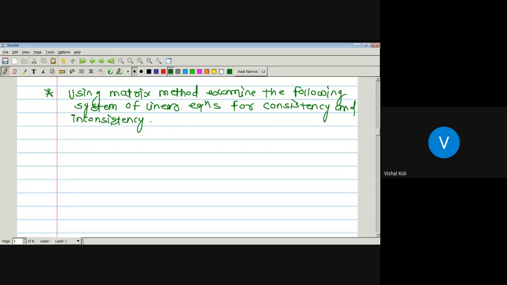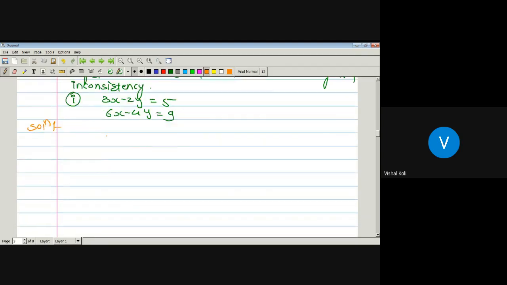Now, first example, 3x minus 2y equal to 5 and 6x minus of 4y is equal to 9. So let us check the solution. The given system of linear equations is 3x minus of 2y equal to 5 and 6x minus of 4y equal to 9.